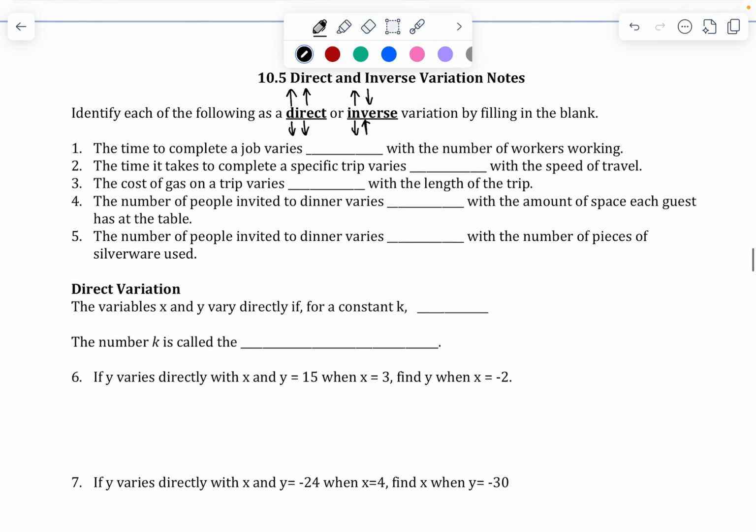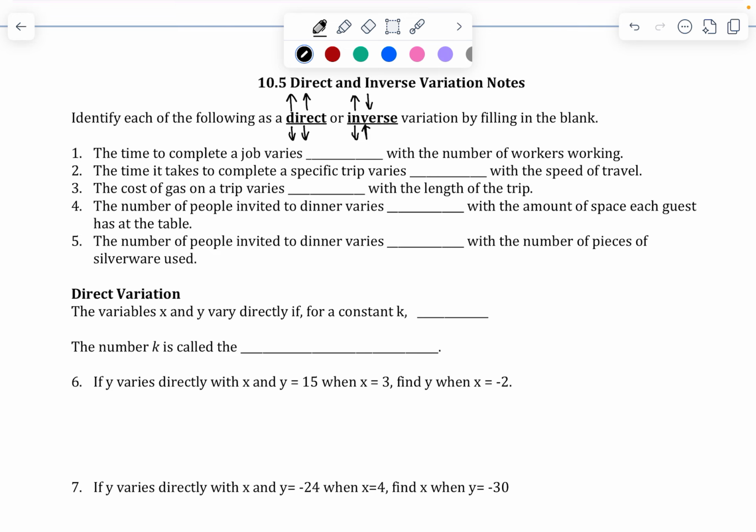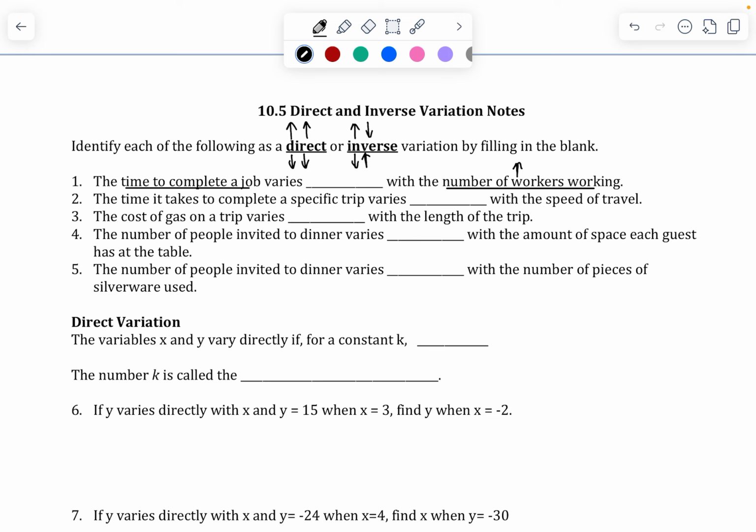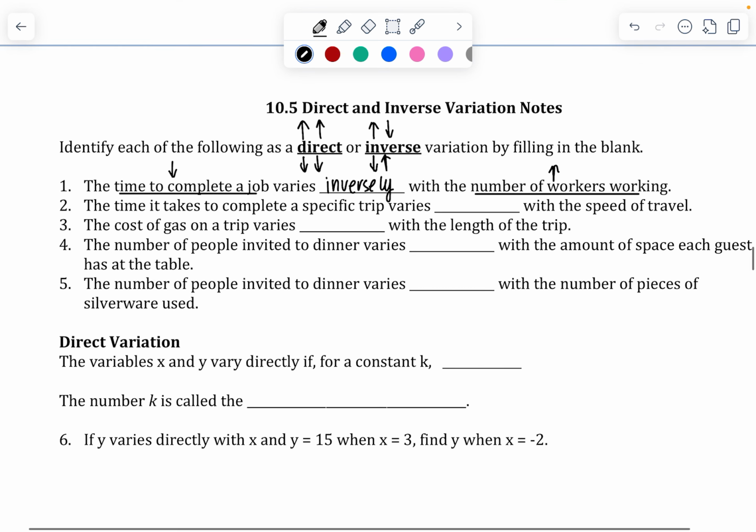Okay, some common examples of direct and inverse variation we're going to look at and just fill in the blanks. The time to complete a job varies with the number of workers working. If you have more workers, the time it takes to complete the job should decrease. So this would be an example of inverse variation. Job varies inversely. The first variable is your y variable because it depends on the x.